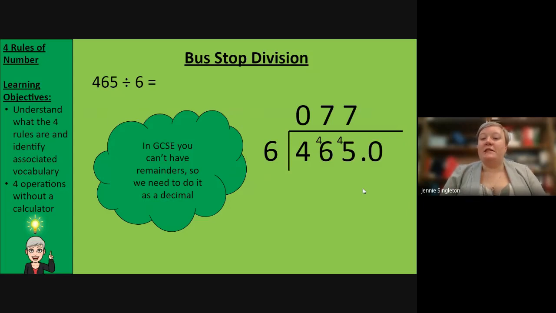If I write 465.0, it means the exact same thing as 465. It's like if I write £10 as 10.00, it's still the exact same thing as if I just wrote 10. It doesn't change the value of the number. But what it does do is give me another number to carry digits onto. So I can carry that 3 onto that 0. Now, because I've put a decimal place on the bottom, I need to put a decimal place on the top to keep that place value correct. And then I can do 6s into 30, which goes 5. And I've got no remainders, so the answer is 77.5.